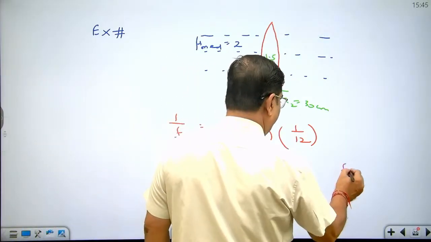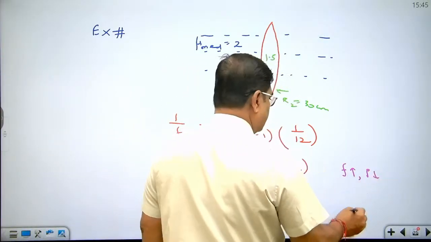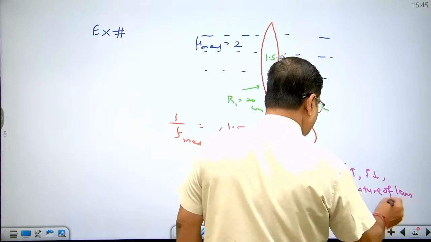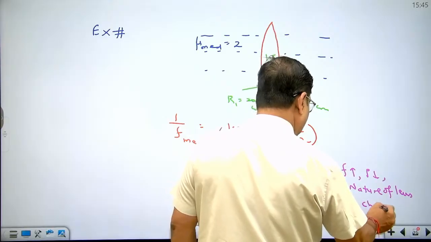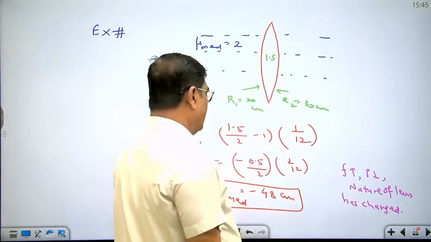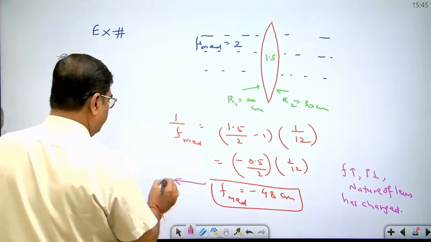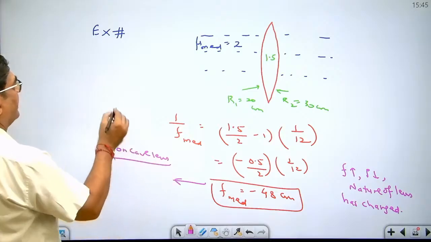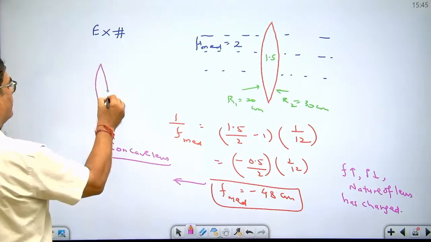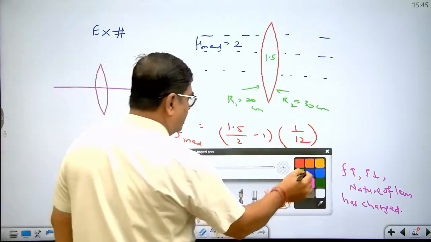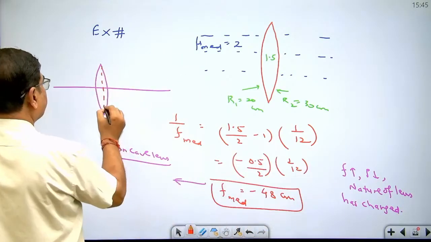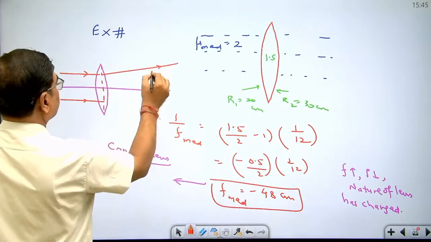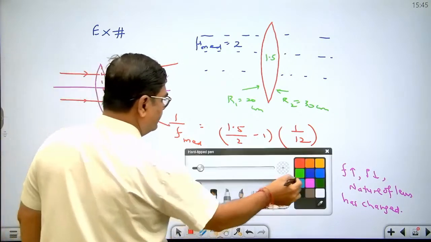So what you observed? Focal length is increased, power is decreased, but the nature of the lens has changed. Now the lens has started behaving as a concave lens. Look at the diagram of this lens. In this case, the picture of the lens will be like this. It will behave now like this.